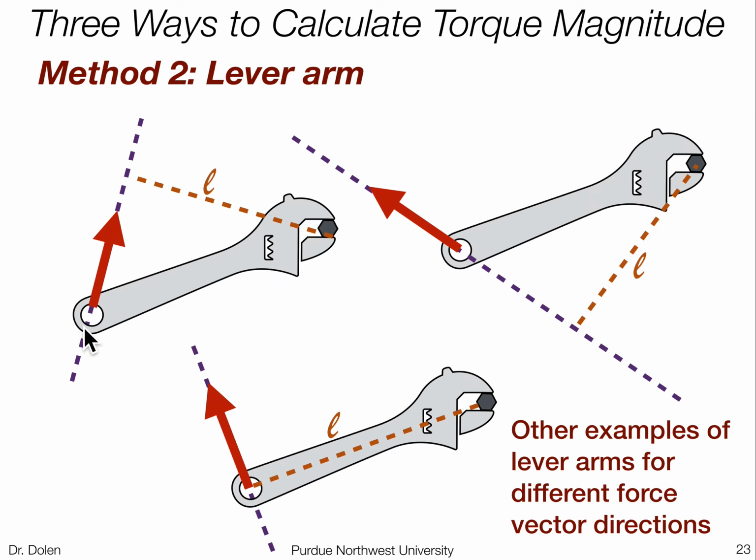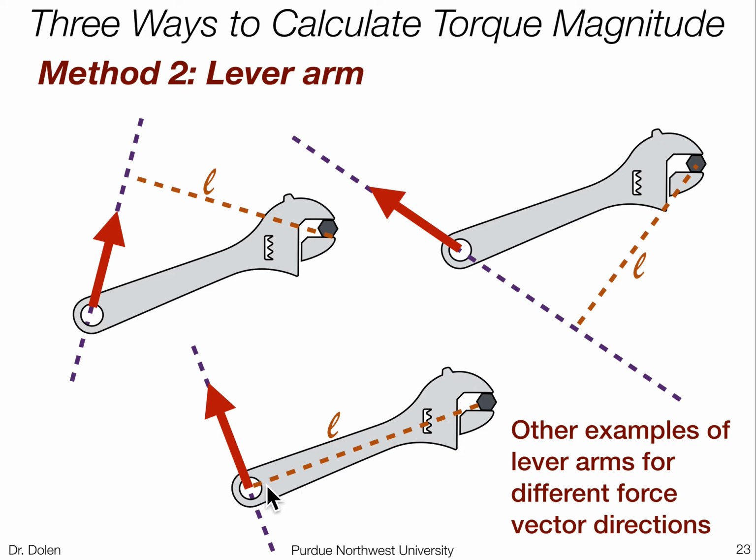Here's one similar to the previous example. Here's an example where the force is applied more in this direction. So I draw my line of action, this purple line like this. And now the closest point on this line to my axis of rotation is right here. So that defines my lever arm. And in this case, I'm applying my force in this direction. So this is my line of action. And now the closest point to my axis of rotation is right here, and so that is this distance.